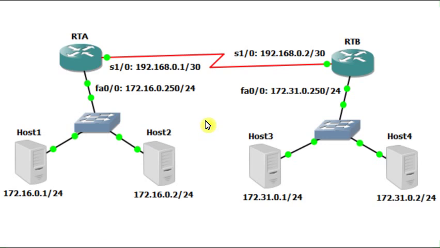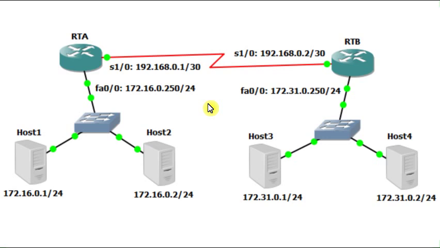So let's see, in this example, we have a small internetwork made of two routers, RTA and RTB. These two routers are connected using a serial link with the network address 192.168.0.0/30. We are subnetting. Each router is connected through a Fast Ethernet interface to an Ethernet LAN. Each LAN has two hosts, host 1 and host 2 in the first LAN, host 3 and host 4 in the second LAN.